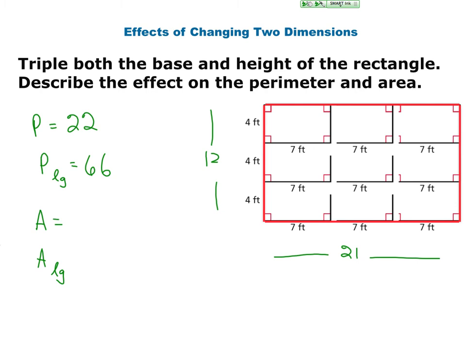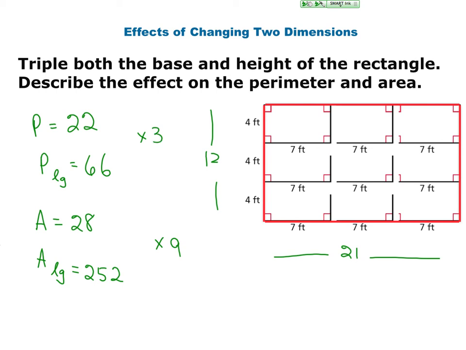Original area was 28. What's this bigger one's area? What's 12 times 21? 252. Did that get 3 times as big? Didn't get 3 times as big. How many times bigger did it get? 9 times bigger? Now why did it get 9 times bigger?